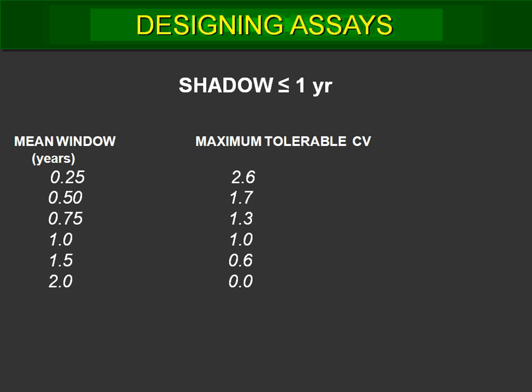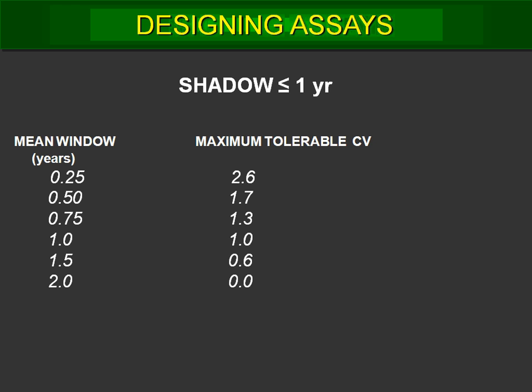So there are a couple of implications of this theory. The first is about designing assays. We want a good assay. So what's a good assay? We want an assay that has small window period, small shadows, because that means we're estimating incidence closer to the current time. So this shows you the maximum coefficient of variation one could afford, and still have a shadow, say, within 1 year. Let's make that our principle, a shadow within 1 year. So if we have a mean window period of 0.5 years or 6 months, you can afford a coefficient of variation of 1.7.